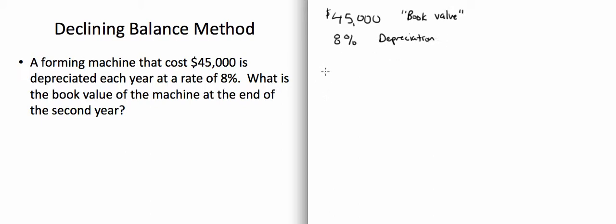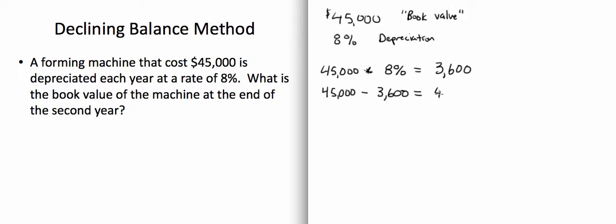So what we're going to do first is start off with 45,000 and multiply it by 8%. And that's going to give us a value of $3,600. So then what we do from here is we take 45,000, we minus 3,600, and that gives us a value of 41,400. So that is our new value. So that's after year one. So this was year one totals.